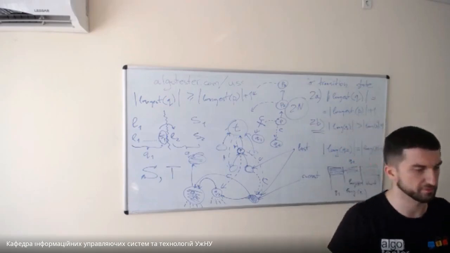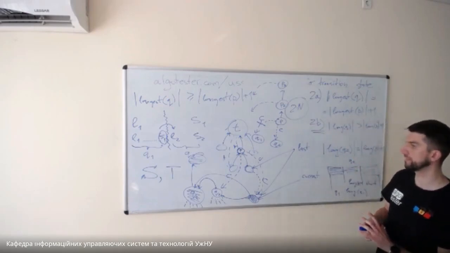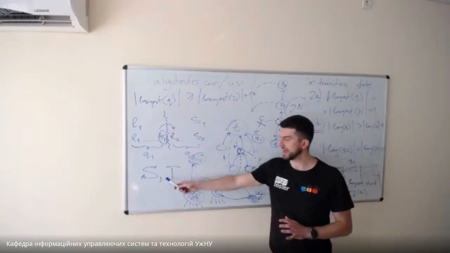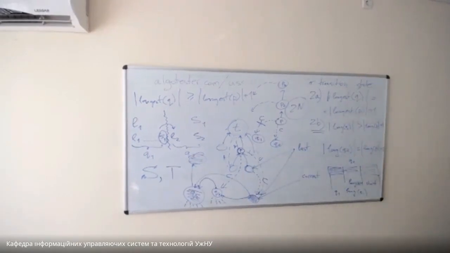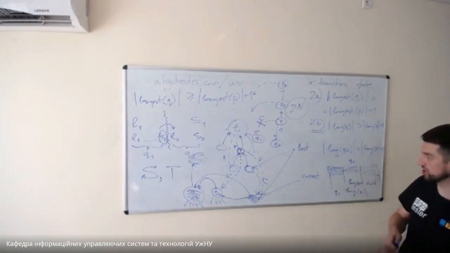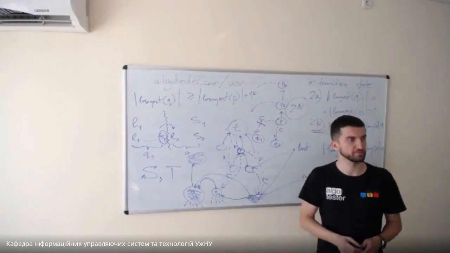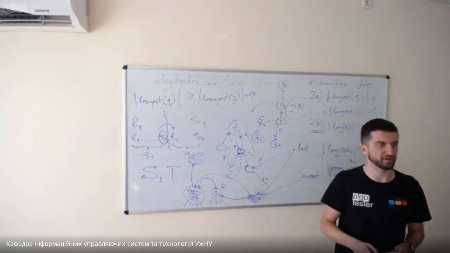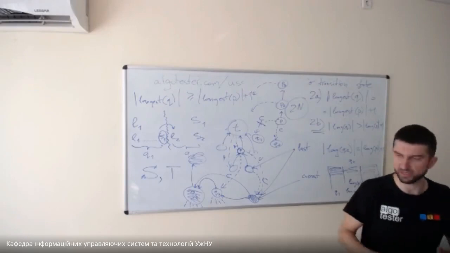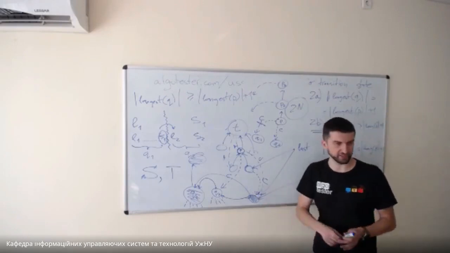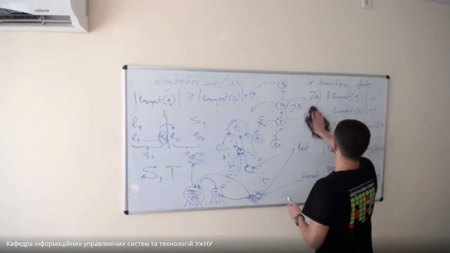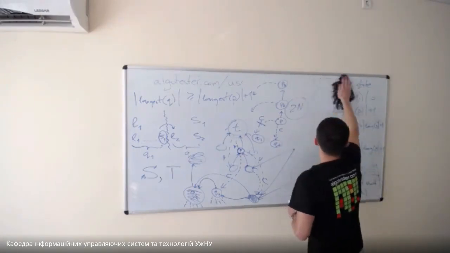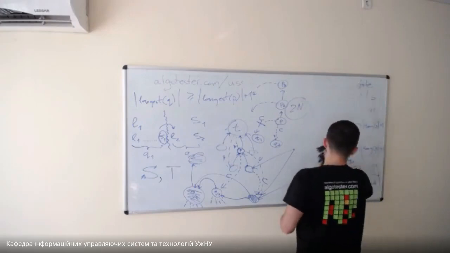Then another problem. You're given a string S, and your task is to find the shortest string which is not a substring of S. Maybe you have already solved such kind of a problem. Again, you have a string S, and your task is to find the shortest string T which is not a substring of S.